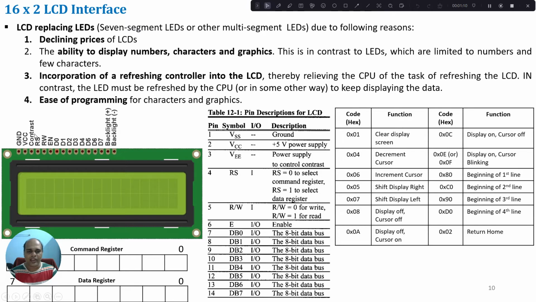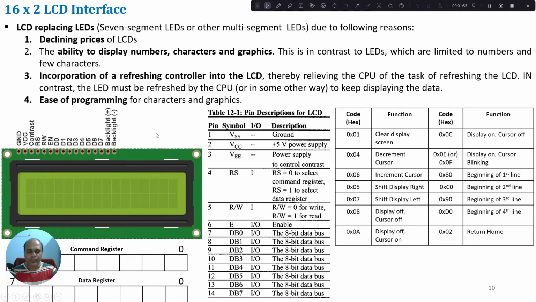Then I have three lines, RS, RW bar and enable, which are control lines. D0 to D7 is your data line. Then I have a backlight power supply, backlight plus and backlight minus. This backlight of your LCD comes in different colors like yellow, blue, green, white. So we can choose a type of LCD for our application.